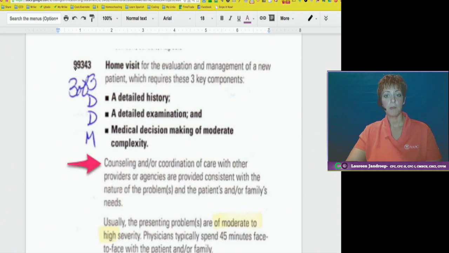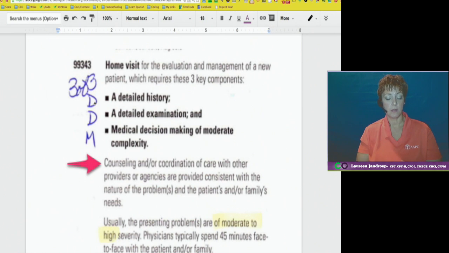So if it's the type of E&M code that has bullets, they'll always be in this order. Because this particular code was a detailed history, I wrote a D next to it. And it's a detailed exam, so I wrote a D next to it. Moderate medical decision-making, I wrote an M. Now, you've got to be careful with the medical decision-making because the controlling word is toward the end of the line, so don't pick M for medical, okay? So this one becomes a DDM.